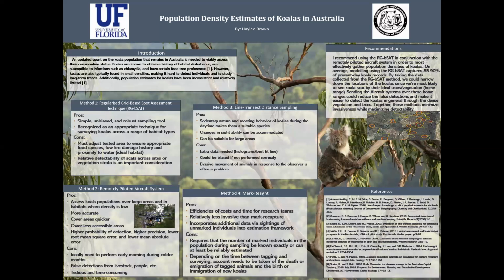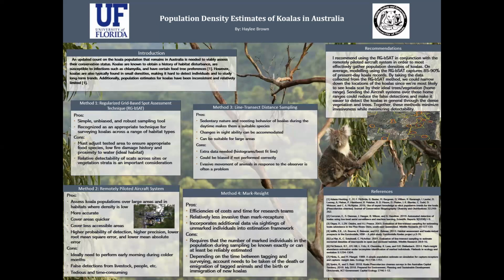and evasive movement of animals in response to the observer is often a problem. Finally, I'm going to review the mark-resight method, and this is going to be where koalas in a certain search area are caught and tagged with colored ear tags, or you can use bands, paint, dye, and so on, before being released back into the wild.